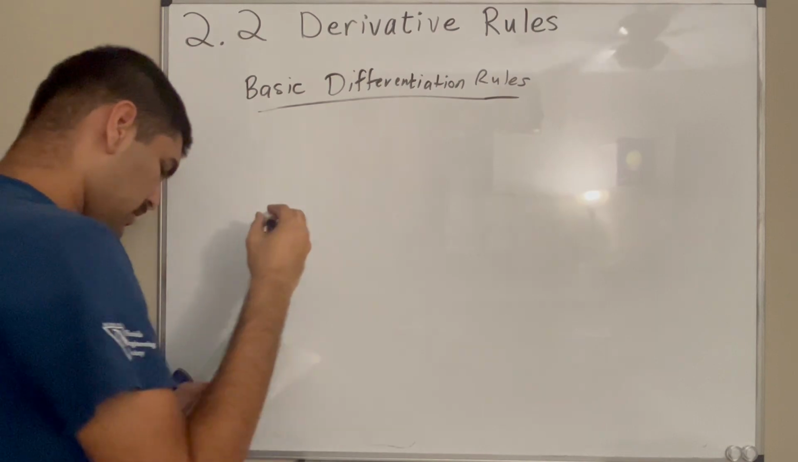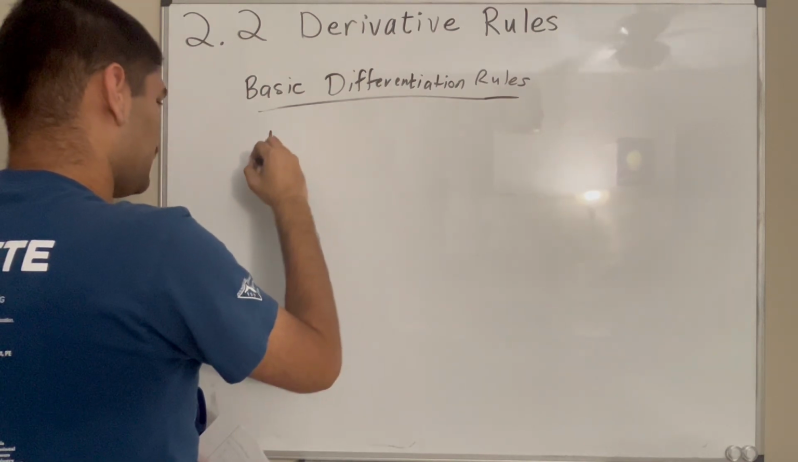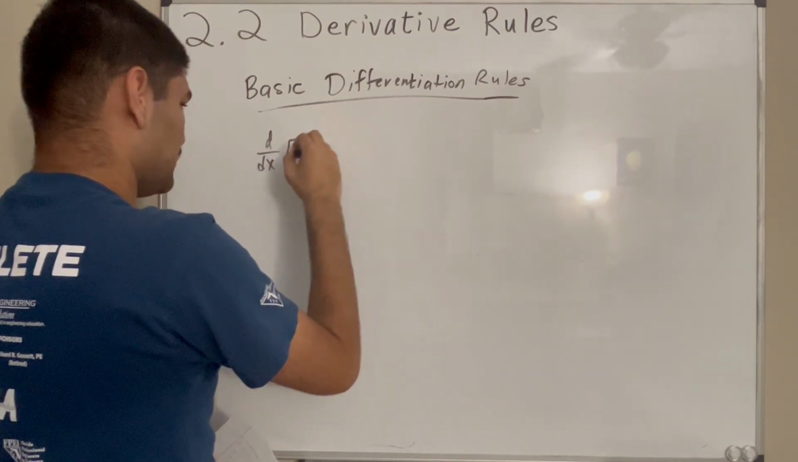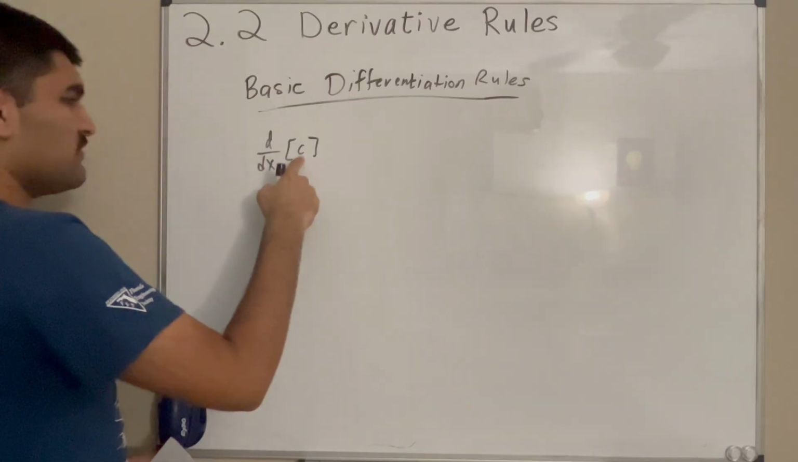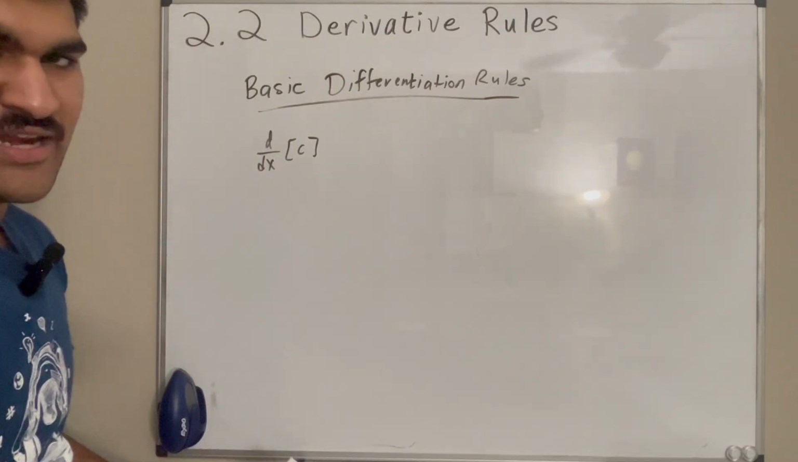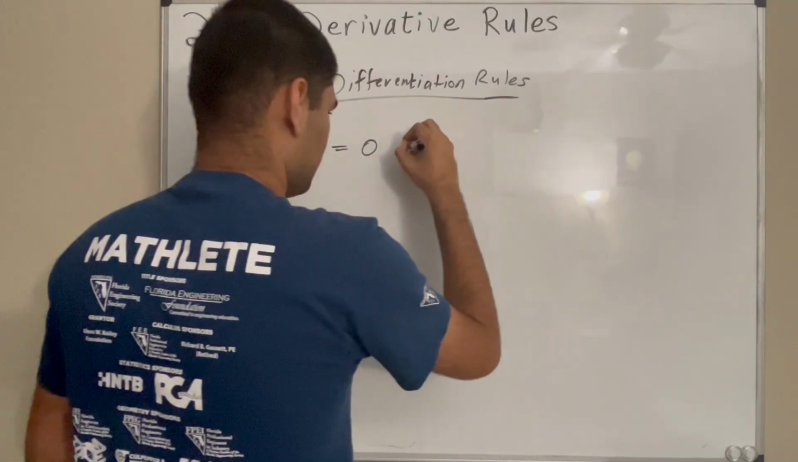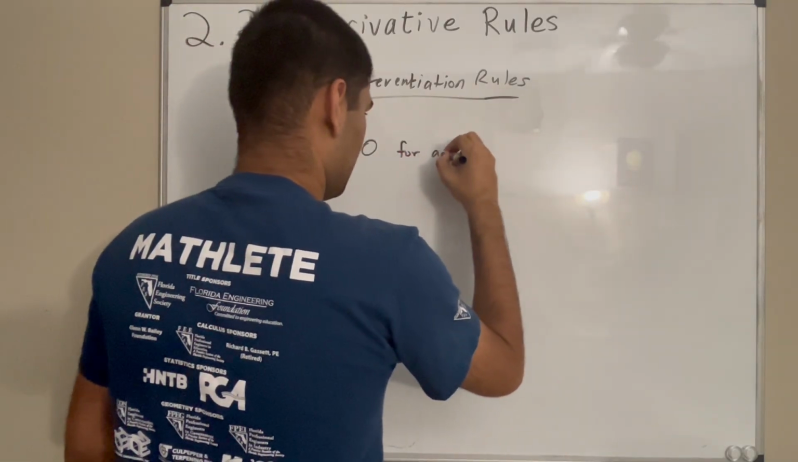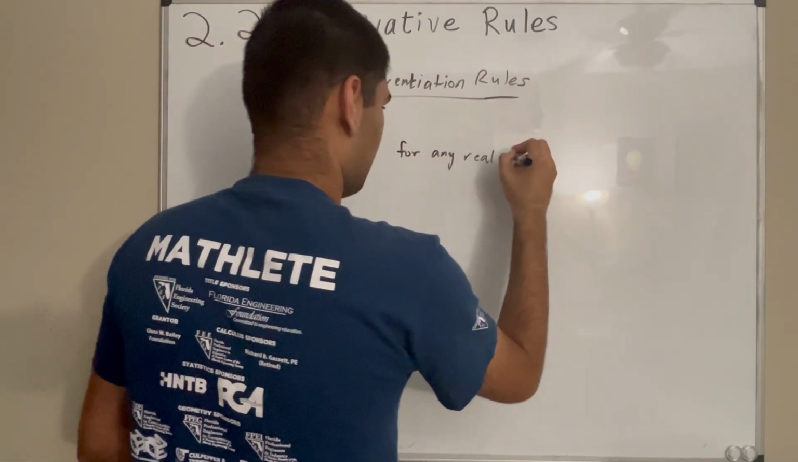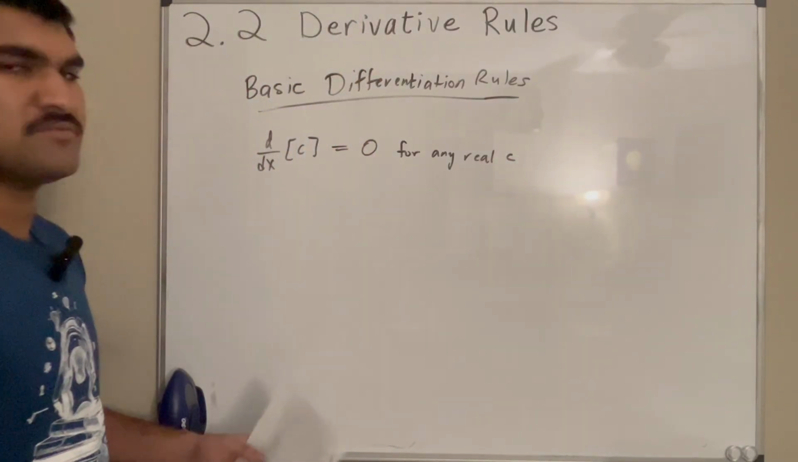So first, we have the derivative of a constant function. If you have the derivative of c, where c is any real number, this is equal to 0 for any real c. So the derivative of any constant function is 0.